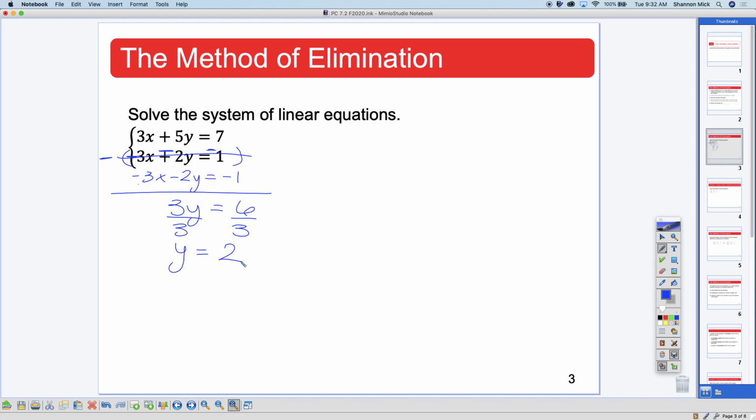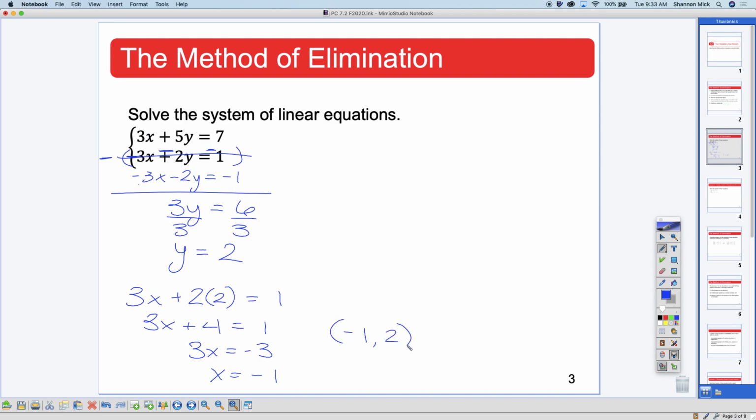Bottom. So I have 3x plus 2. Make sure you use parentheses. Equals 1. So this would be 3x plus 4 equals 1. So 3x equals negative 3 and x equals negative 1. And my last step is to put it in an ordered pair.